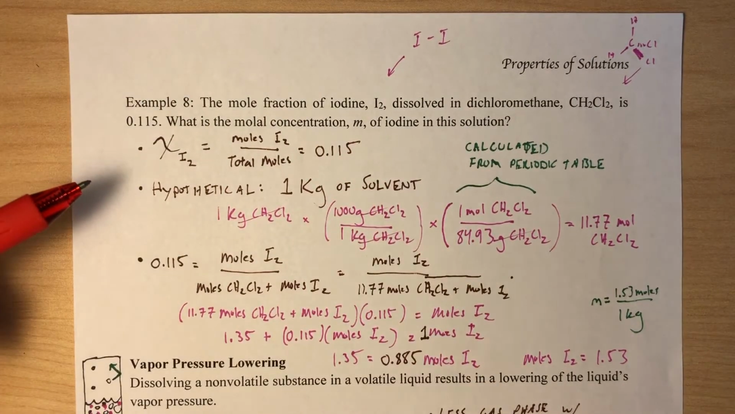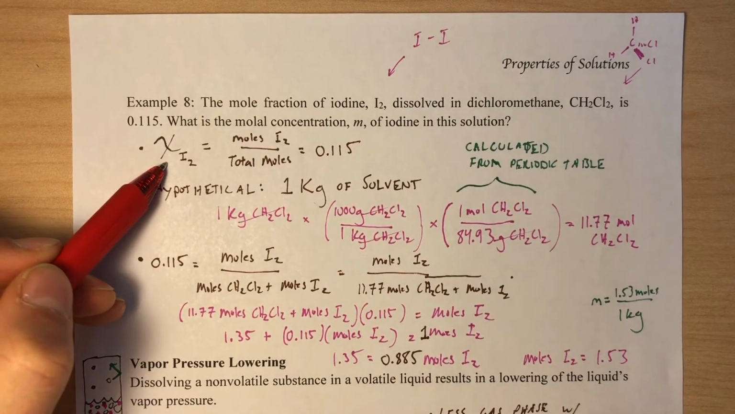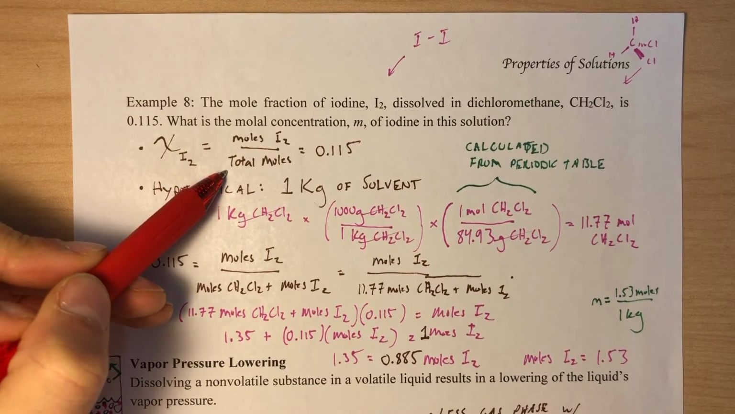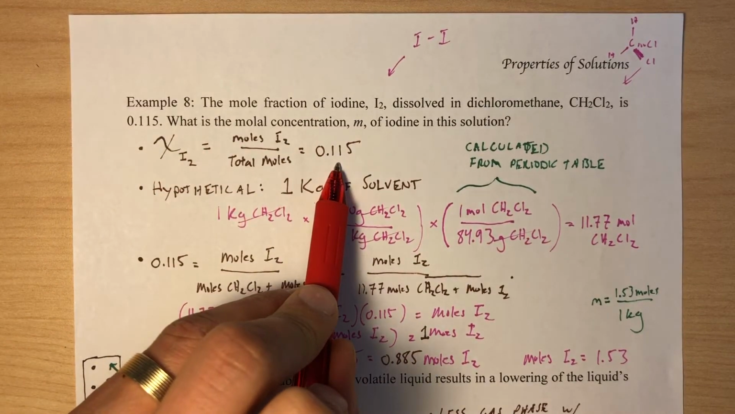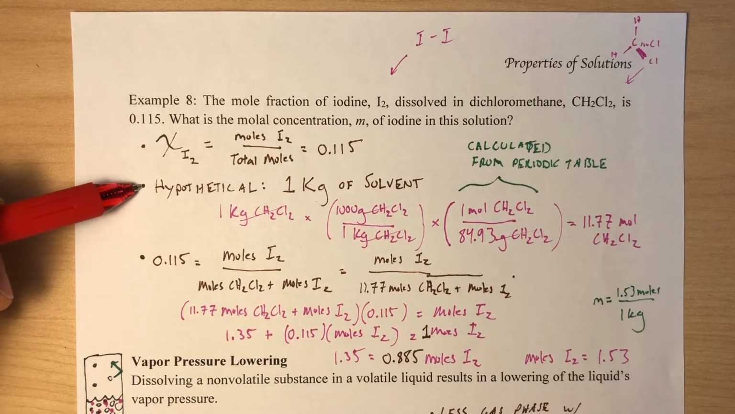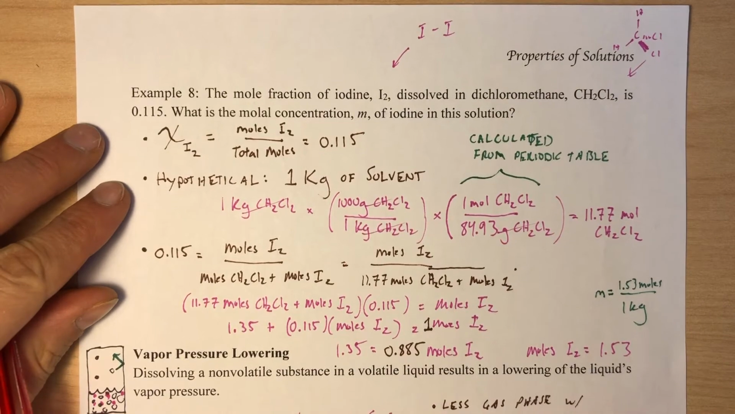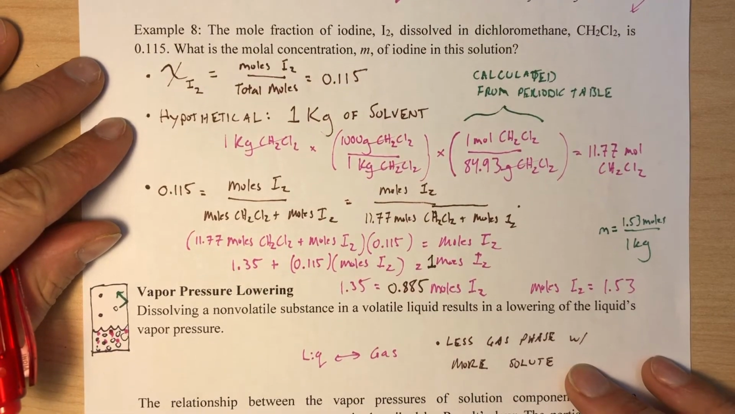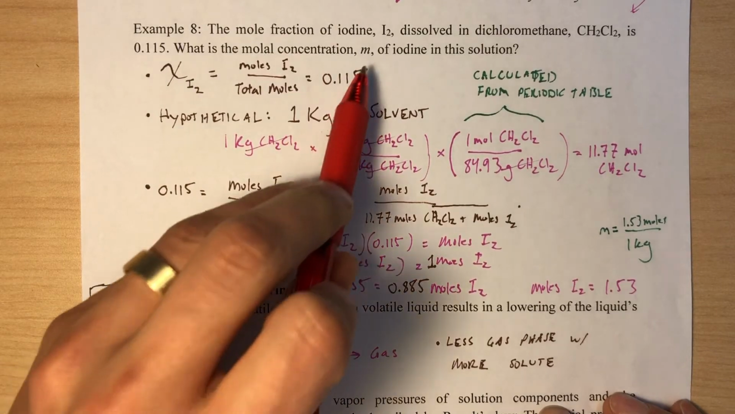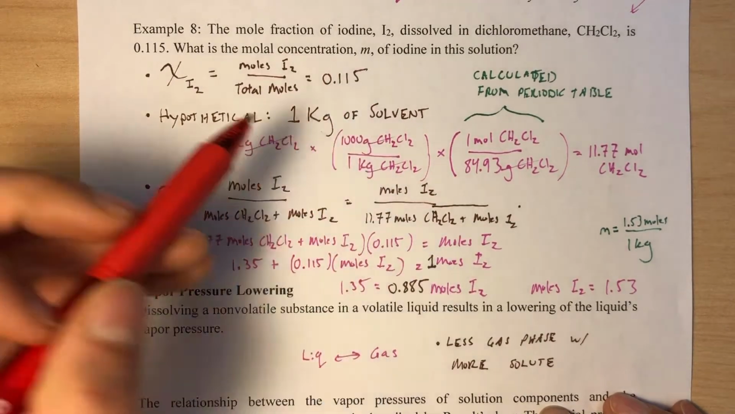We are looking now for the molal of iodine in this solution. So what we need are the moles of iodine in order to figure this out, because the chi of I2, the mole fraction, is going to be equal to the moles of iodine divided by the total moles. And we have that set equal to 0.155. So first, what we can do is impose a hypothetical 1 kilogram of solvent. Because this is a solution, it does not matter how much stuff we have, so we're going to impose 1 kilogram to make this whole molality portion of the problem much, much easier.